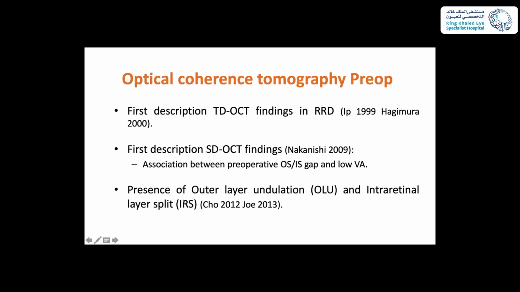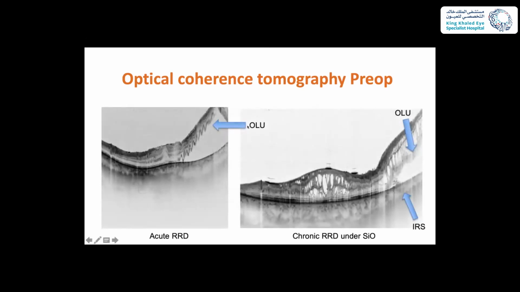Cho and Joe describe what now is the mainstay of the OCT characteristics in retinal detachment surgery, which is the presence of outer retinal undulations, like you see in this drawing here in acute retinal detachment, or the intraretinal layer splits. It means the retinal layers get separated in the OCT here. So you can see the profile of acute retinal detachment and a chronic retinal detachment and the silicone is quite different.